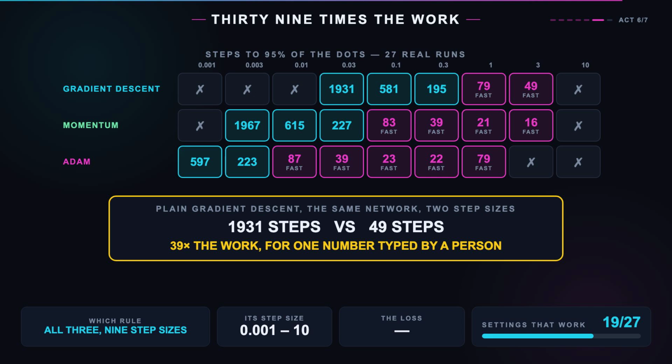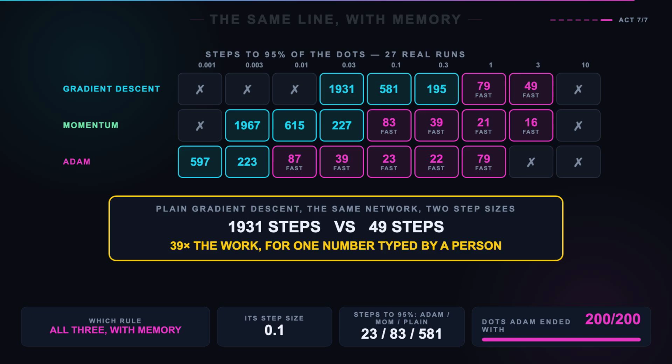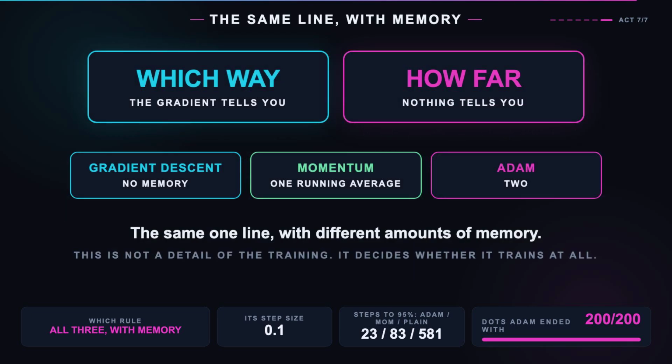And that number is expensive. Plain descent at 0.03 needs 1931 steps. The same thing at 3 needs 49. 39 times the work. Same network, same data, same rule. One number, typed by a person. And at 10, all 3 of them tear themselves apart.